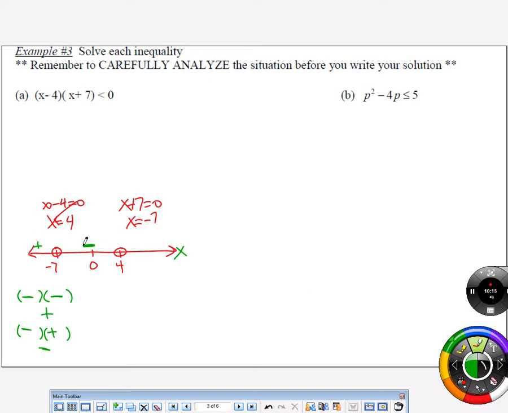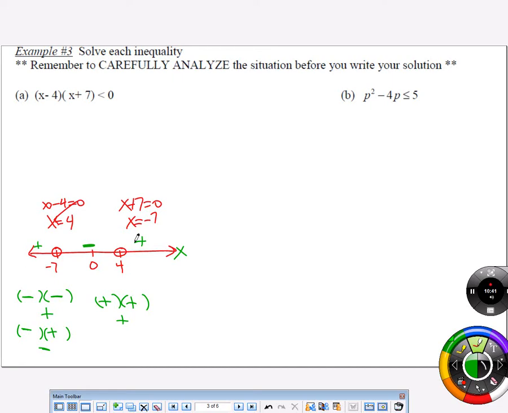Okay. Numbers bigger than positive 4. If I plug a number bigger than positive 4 in but subtract 4, it'll stay positive. If I plug in a positive number and add 7 to it, that's still going to be positive. And a positive times a positive is positive. Now I want to shade on the number line which part of the graph is my solution, and then I'll write my final answer as an inequality.